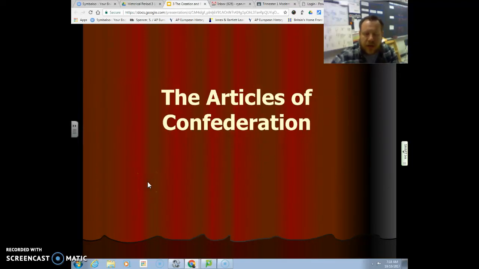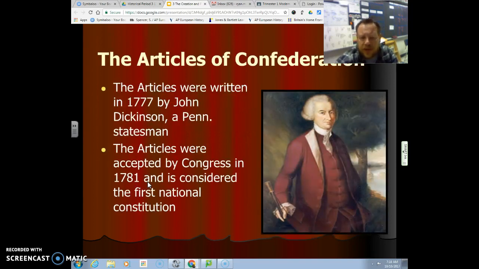All right, ladies and gentlemen, we're running a day late and a dollar short here, but we're going to try and take a quick peek at the Articles of Confederation, the precursor to our modern-day Constitution, and how they fit into the history of our country. So first off, these documents were written in 1777.